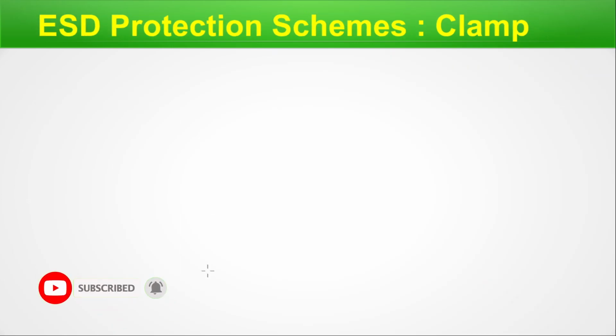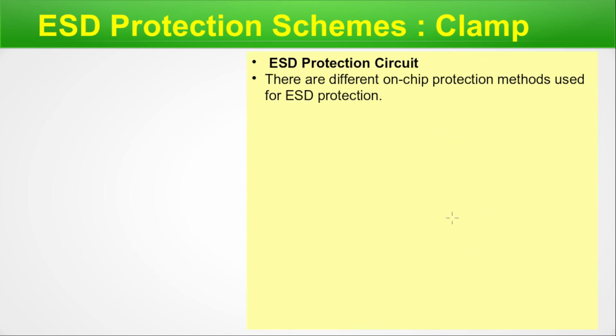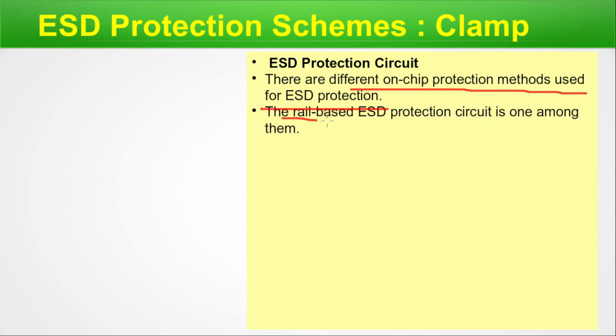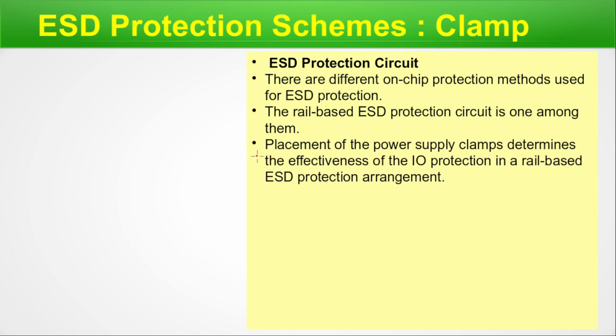ESD protection scheme. Now we talk about the different clamps. There are different on-chip protection methods used for ESD protection. The rail-based protection circuit is one of them. Rail-based means it is connected to the power rails directly. Placement of the power supply clamps determines the effectiveness of the I/O protection of the rail-based ESD protection. So clamps are generally used for clamping purposes in between the rails, at least one of the rails.